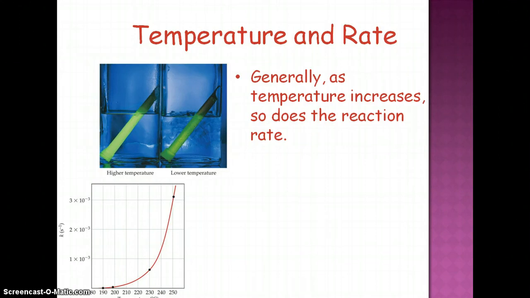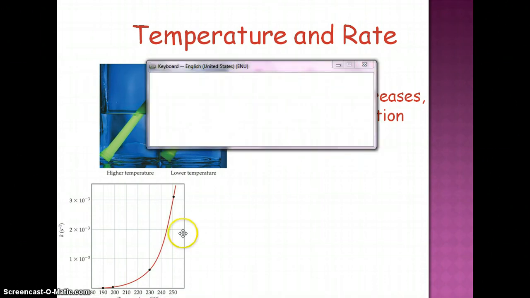In this podcast, we're going to talk about the effect of temperature on rate. Generally, as temperature increases, so does the reaction rate.